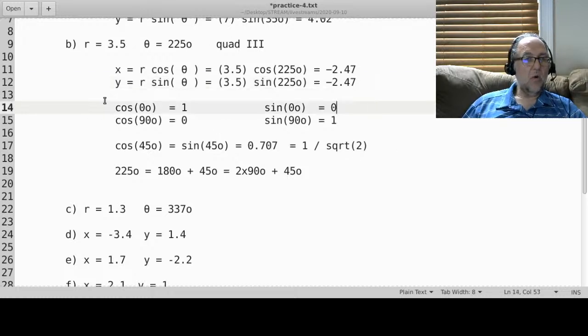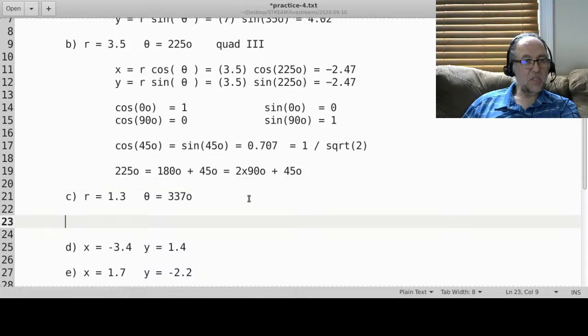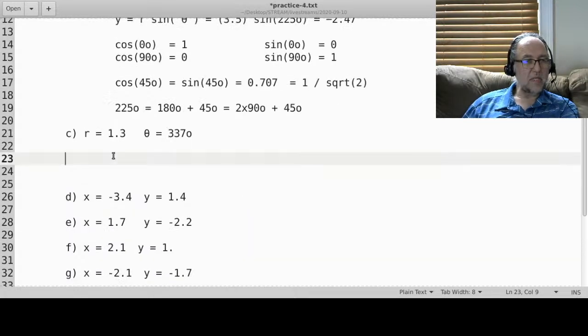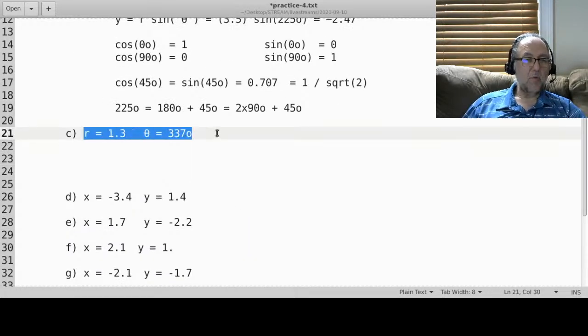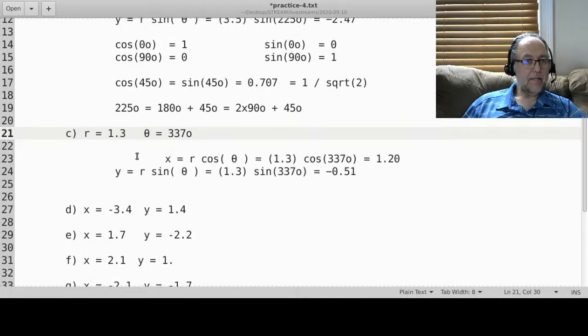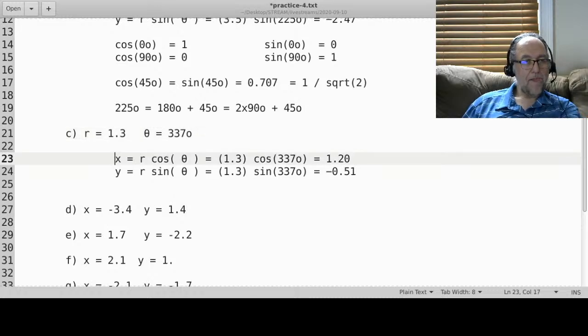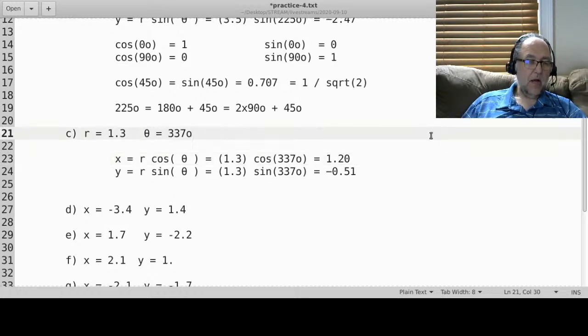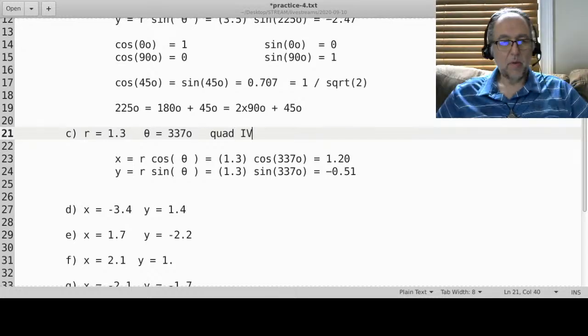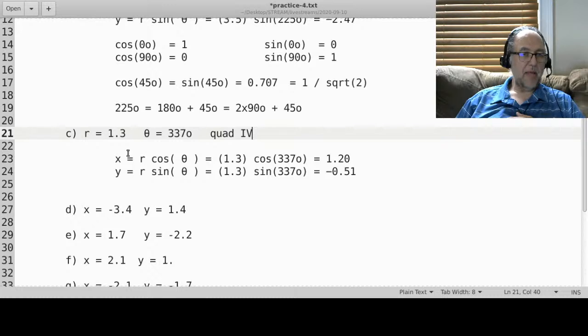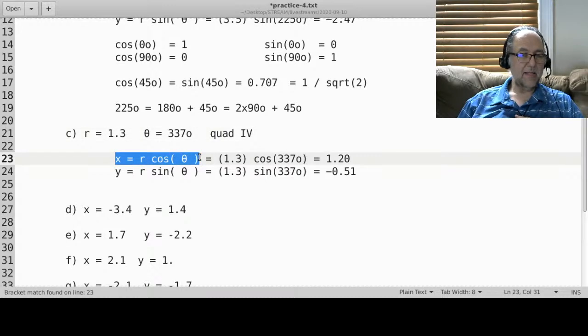All right, and so, well, there's question B. Okay, and question C. This is really simple. Again, it's a polar to Cartesian, so I'll just cut and paste that answer there, like this. All right, and I guess we should say what quadrant it's in. It's in quadrant 4, and we have that x is equal to r cosine theta, like that.